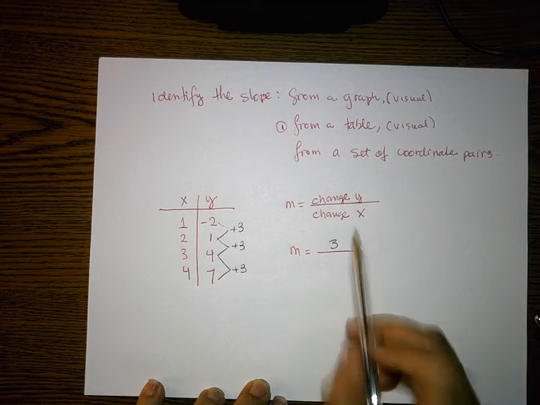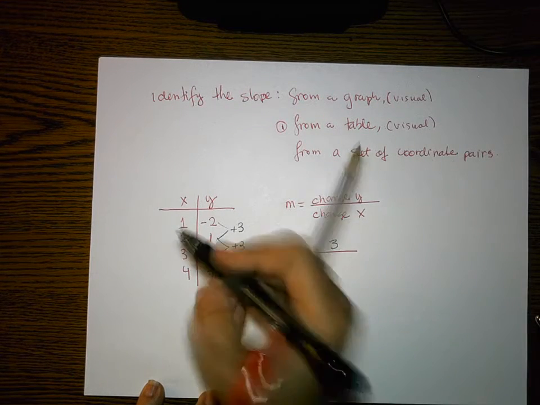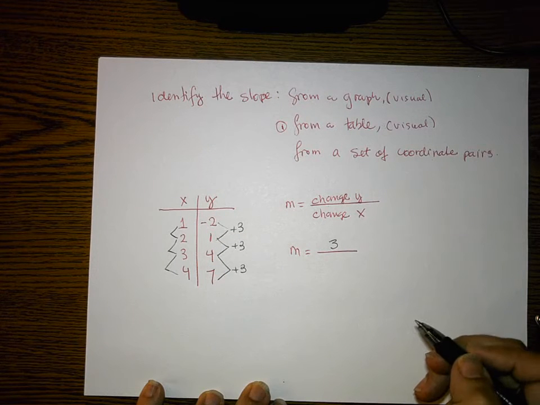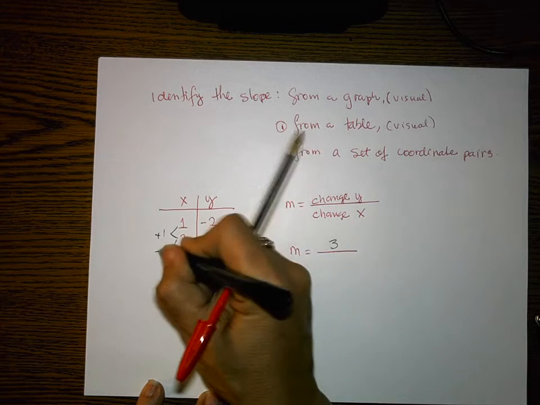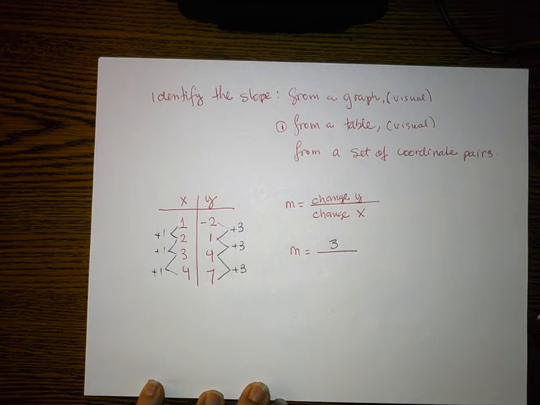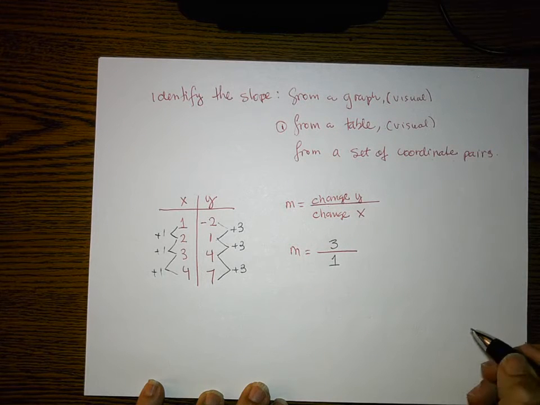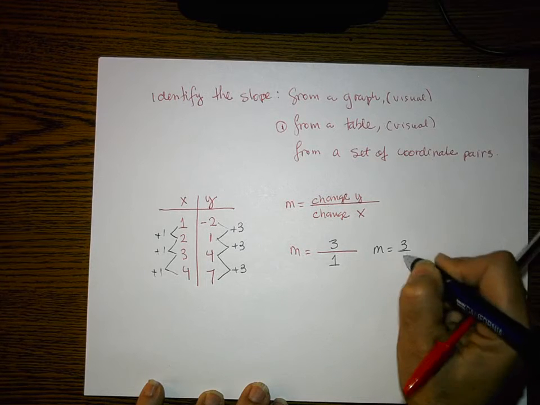Okay, and then it says the change in the x values. What is happening on the x values from 1 to a 2, 2 to a 3, and 3 to a 4? What do we think there? Hayden? You add by 1. You add by 1 every time. +1, +1, +1. So easily we can tell that the change in the x values is just by 1. So our slope is just m equals 3 over 1.